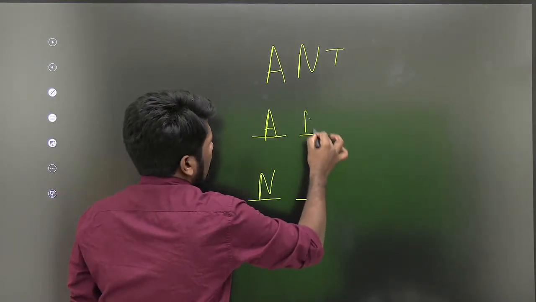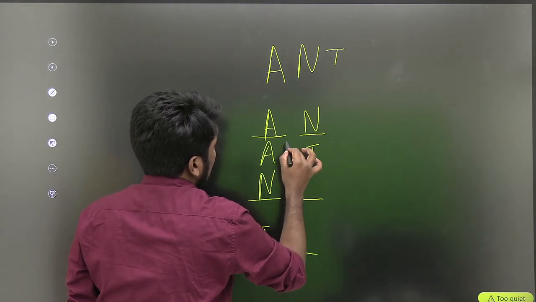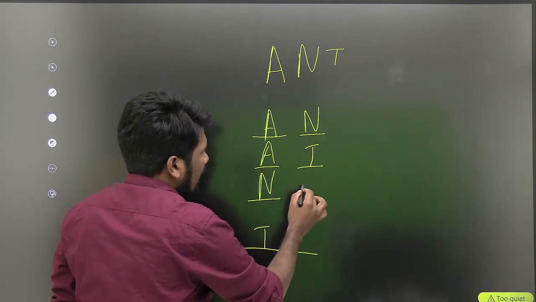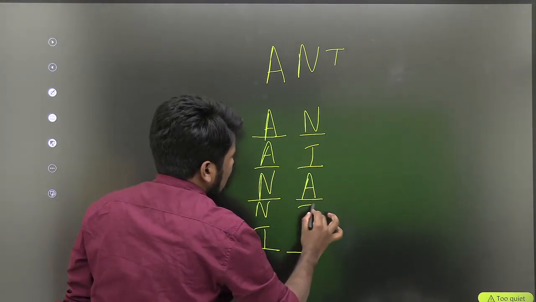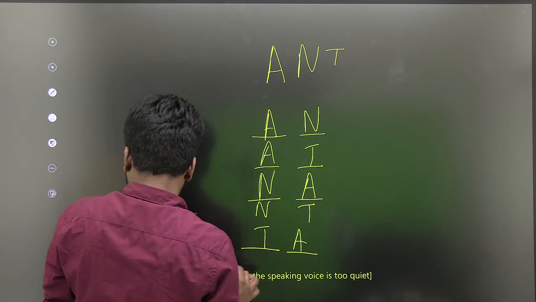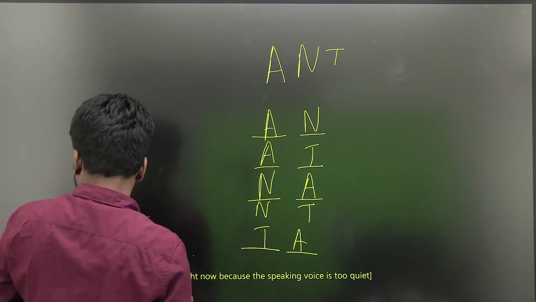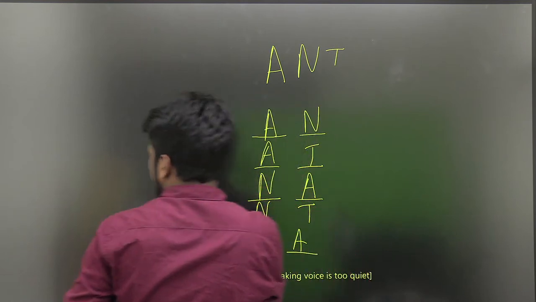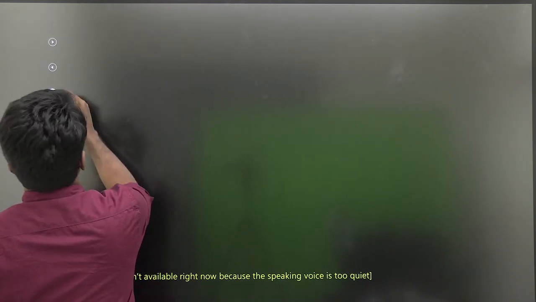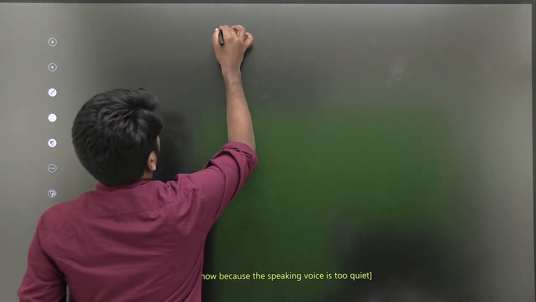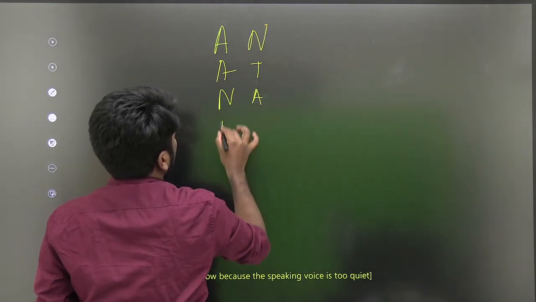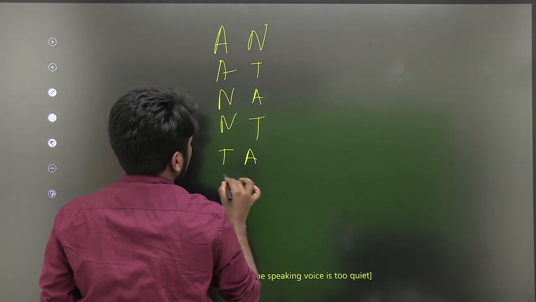Now, for each of these three cases, the second position can be filled in how many ways, do you think? For A, you can fill it with N and T. That means for each of the cases, there are two ways to fill the second position. For N, you can fill NA or NT. For T, you can fill TA and TN. Just write it on top. So for A, AN and AT are there. For N, NA and NT are there. For T, TA and TN are there.